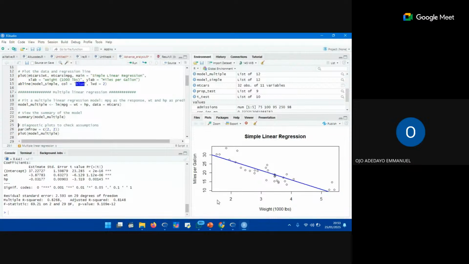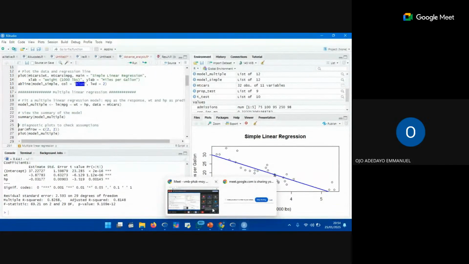Okay, let me quickly explain this again. Our first speaker, you tried. The second speaker, you tried. But our first speaker, it is only the weight that you considered. In our next one here, which is the multiple regression, it is not only the weight. We have horsepower, which is HP. So in interpreting this, out of the total variability in the MPG, weight and horsepower can only account for 81.48%. Weight and horsepower can only account for what?